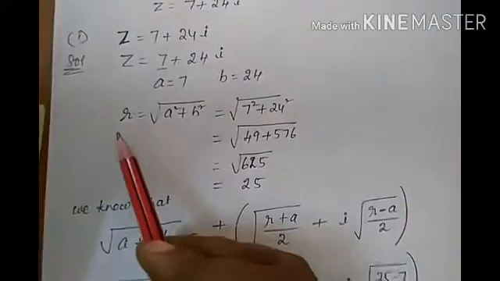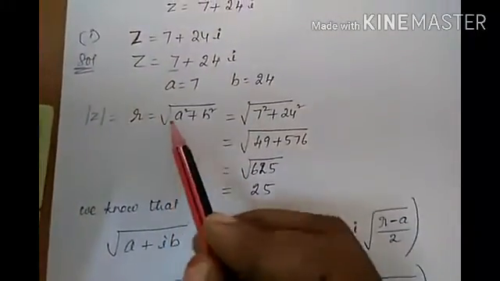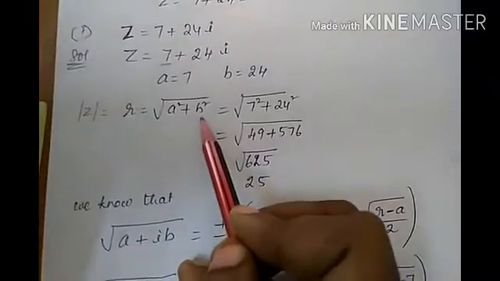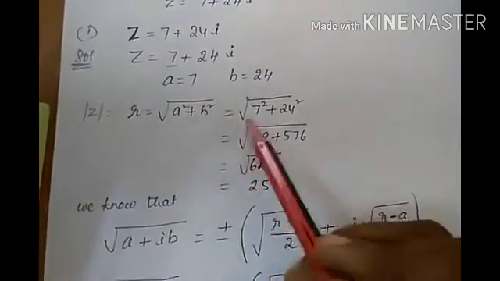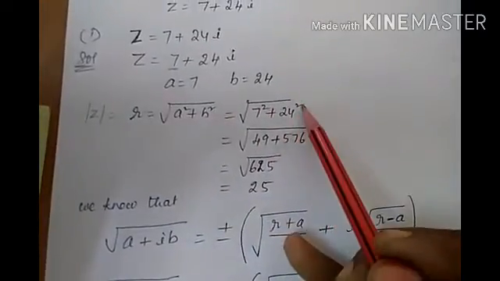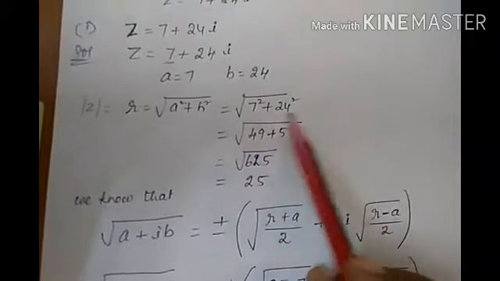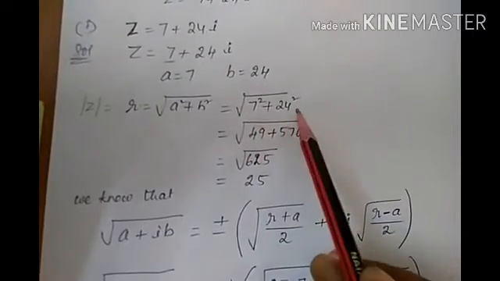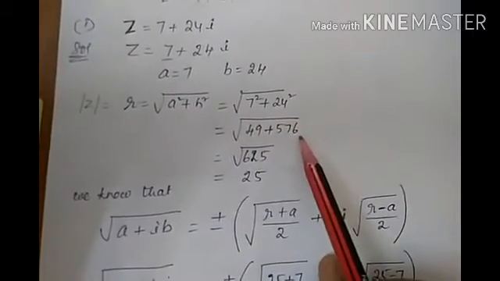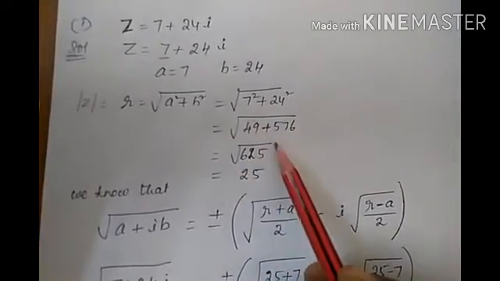So, what is mod z? mod z equals small r. So, r equals square root of a square plus b square, which is equal to square root of a means 7 square plus b means 24 square. What is the value of this one? Square root of 7 square gives 49 and 24 square gives 576. By adding these two numbers, you get 625. Square root of 625 gives 25.